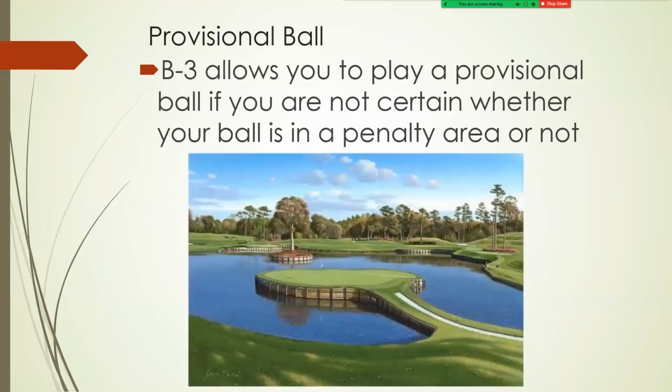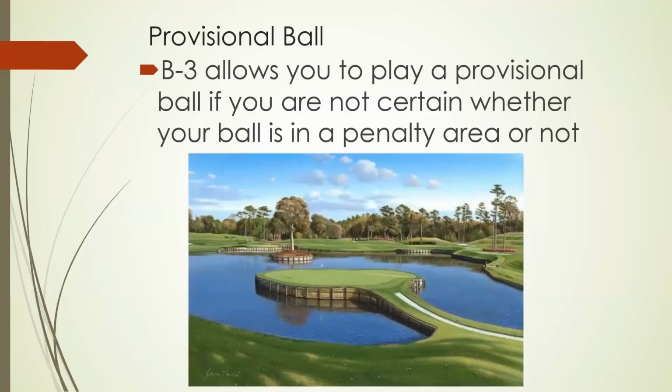Provisional ball. There is a model local rule that allows you to play a provisional ball for a ball that you might think is in a penalty area. So usually you cannot play a provisional ball. I should phrase it this way, you can only play a provisional ball if you think your ball is lost or out of bounds. This local rule allows you to play a provisional ball if you think your ball is in the penalty area and you won't be able to play it.